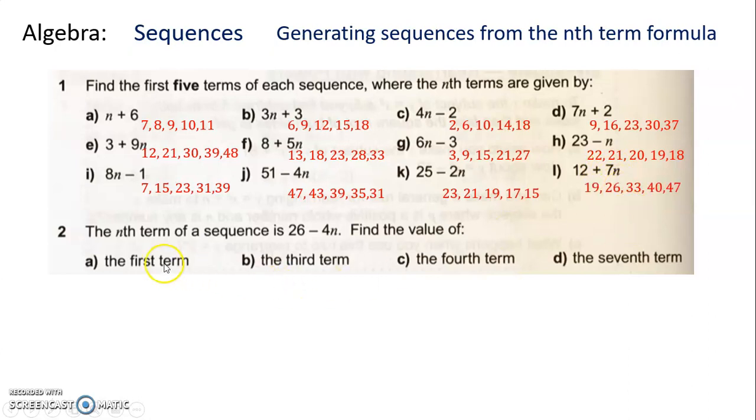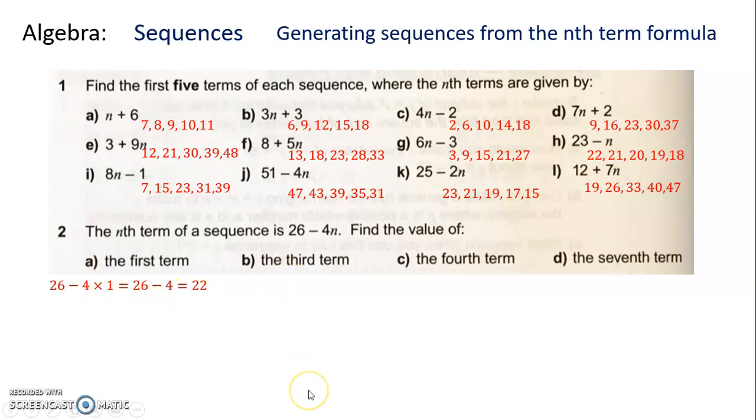So question number 2, we've got the nth term of a sequence. It's a decreasing sequence and it's going down by 4 every time. The first term means that I need to substitute in a term number of 1. So n is going to take a value of 1. So 26 subtract 4 multiplied by 1. BIDMAS tells me to multiply first, so 26 subtract 4, which is 22.